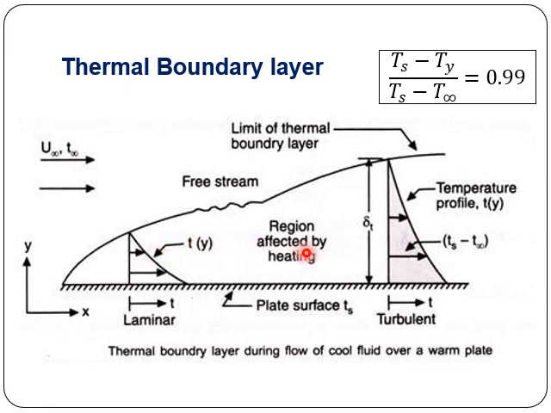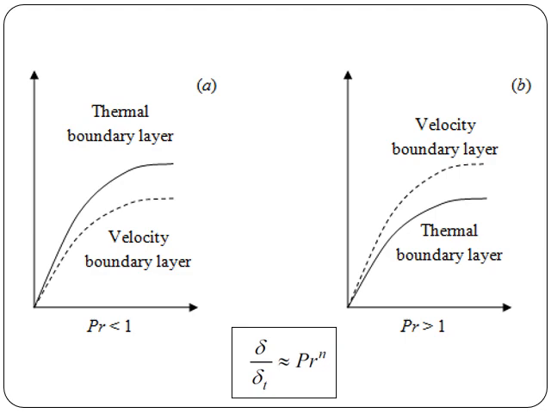So with this concept, now that you have understood what the velocity boundary layer and thermal boundary layer are, we can now relate them using a dimensionless number which is called the Prandtl number.